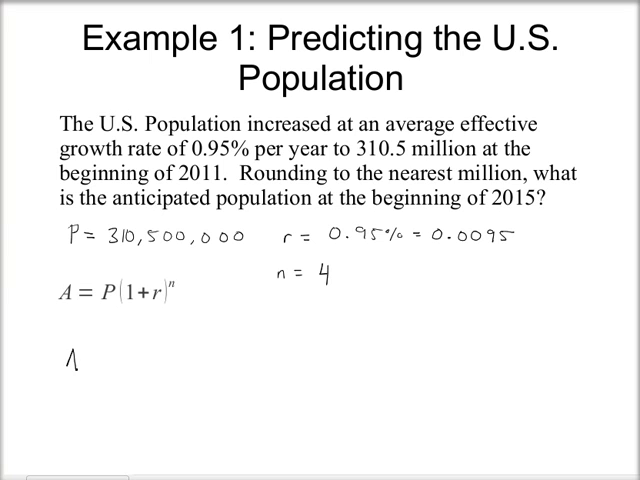So if I plug that in, then the anticipated population at the beginning of 2015 is 310.5 million times (1 plus 0.0095) to the power of n, which is 4. Now I'm going to round this to the nearest million, and that's going to give me 322 million people at the beginning of 2015, if we keep that growth rate of 0.95% per year.